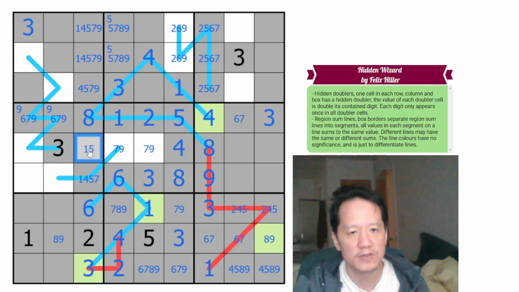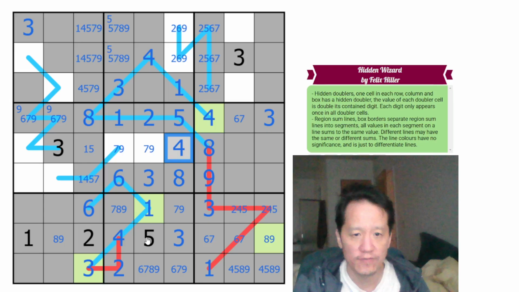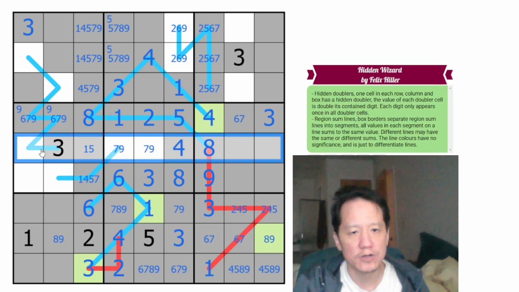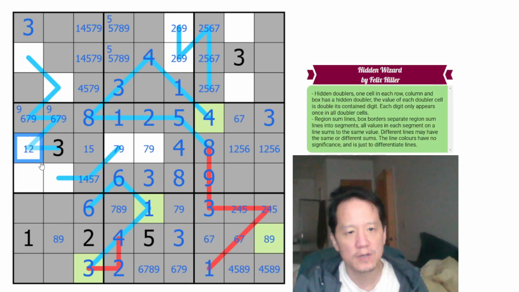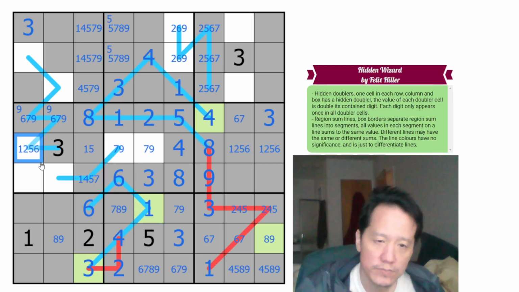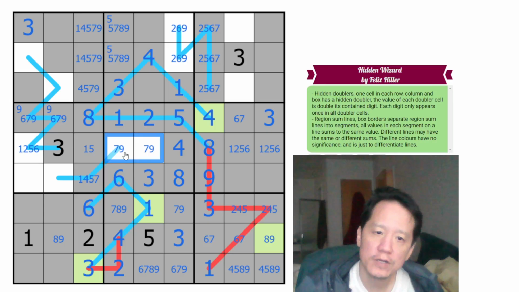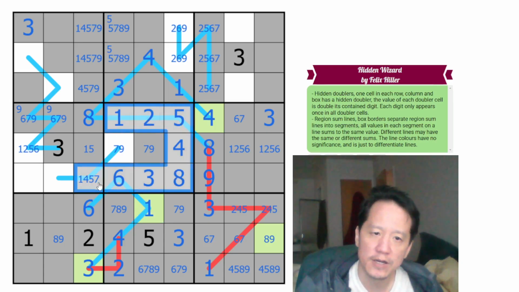This can't be 7. This can't be 4 because of that 4. Remaining digits here have to be 1, 2, 5, and 6. Okay. This cannot be doubled because of the doubler in the 1. Where is the doubler now? In the rest of the box, it has to be here.